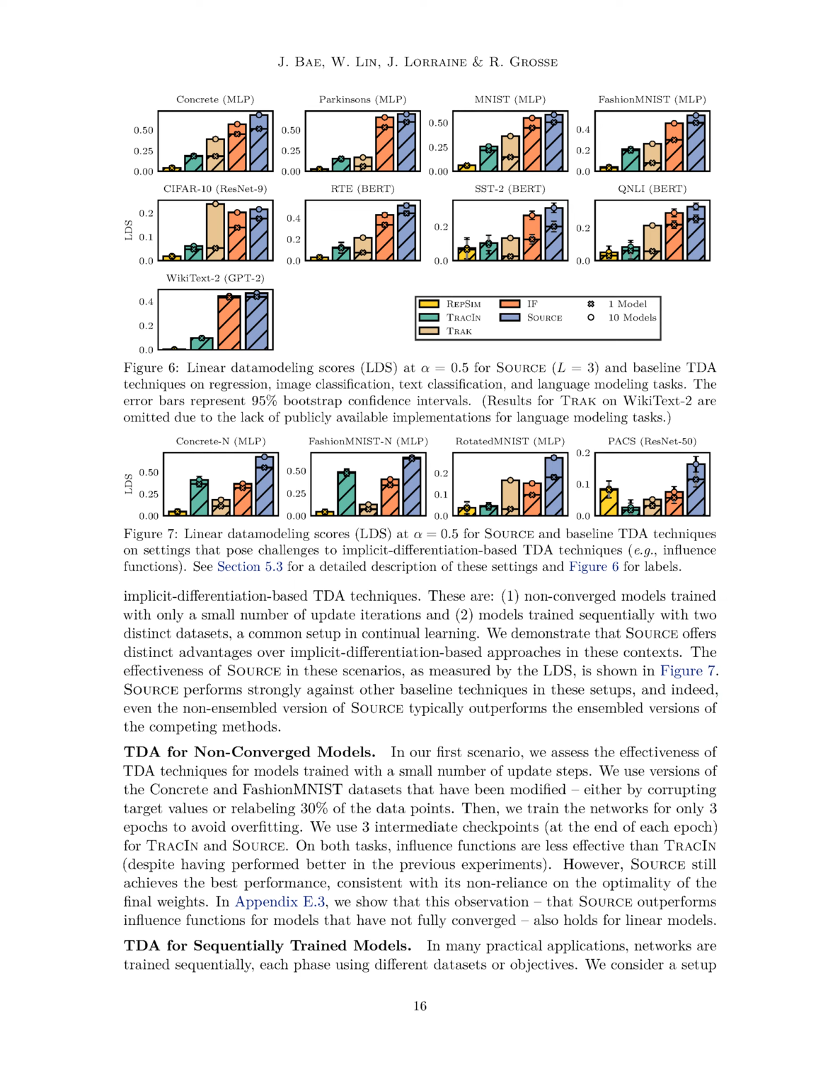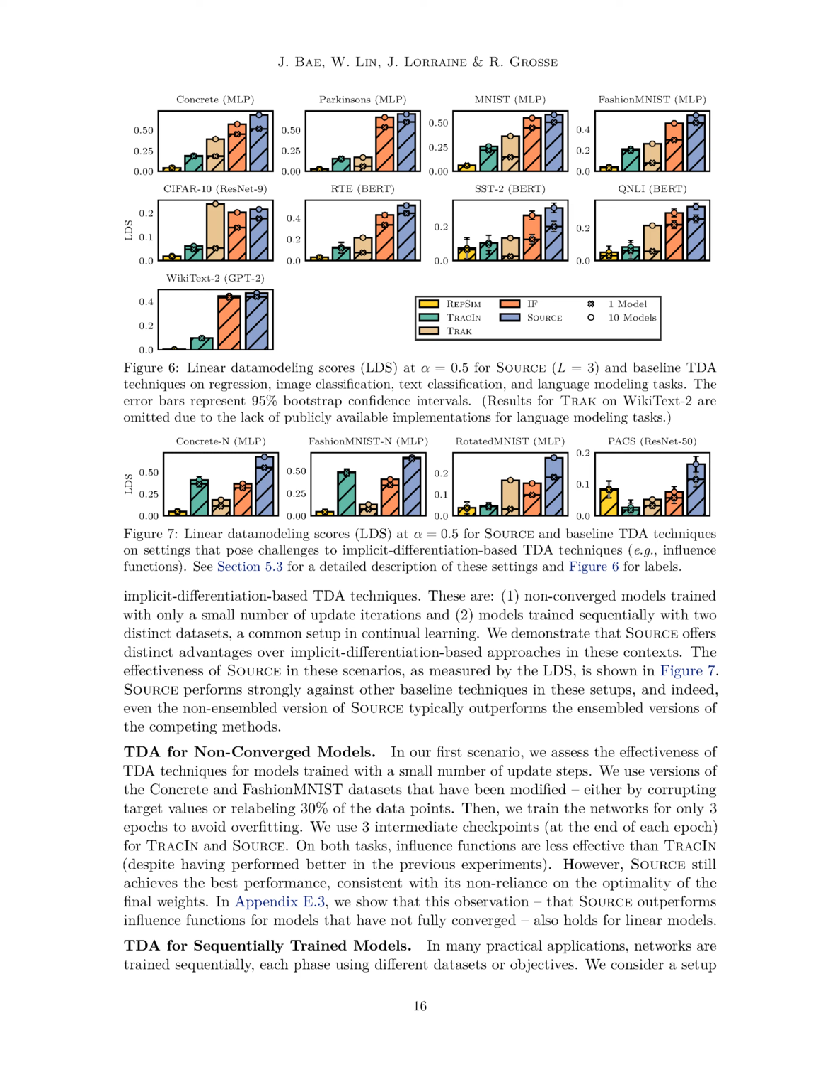Section Summary. In this section, we conduct experiments to address two main questions. Firstly, we compare Source with existing TDA techniques using linear data modeling score, LDS, and subset removal counterfactual evaluation. Secondly, we explore if Source can aid data attribution in scenarios where implicit differentiation-based methods struggle, such as with models trained in multiple stages or not yet converged.